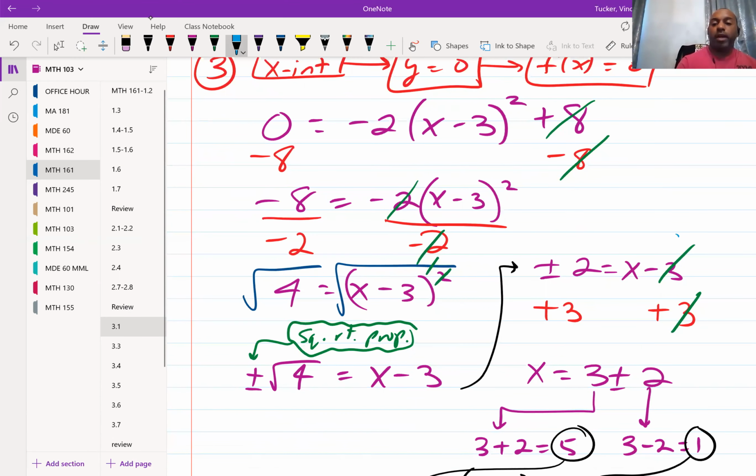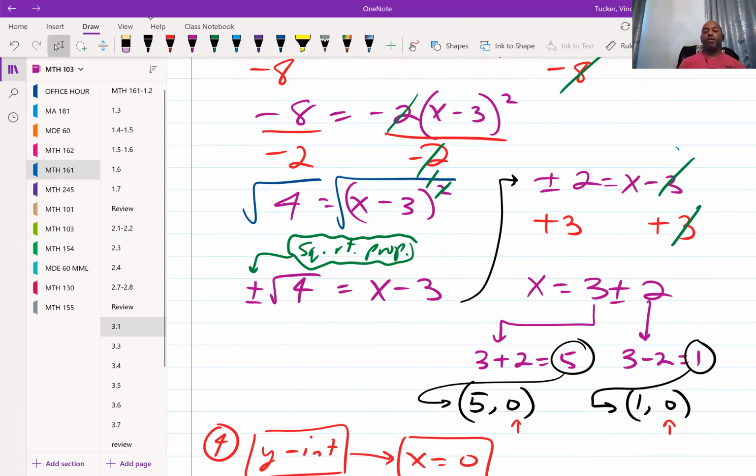Then I add 3 to both sides because I'm still solving for x. I want to get x by itself. And that leaves me with x equal to 3 plus or minus 2. All right, so then to finish it off, 3 plus 2 is 5, 3 minus 2 is 1. So my coordinates would be (5, 0) and (1, 0), because remember, y is equal to 0. So x equal to 5 is one point. x equal to 1 is another point. And so that's (5, 0) and (1, 0).